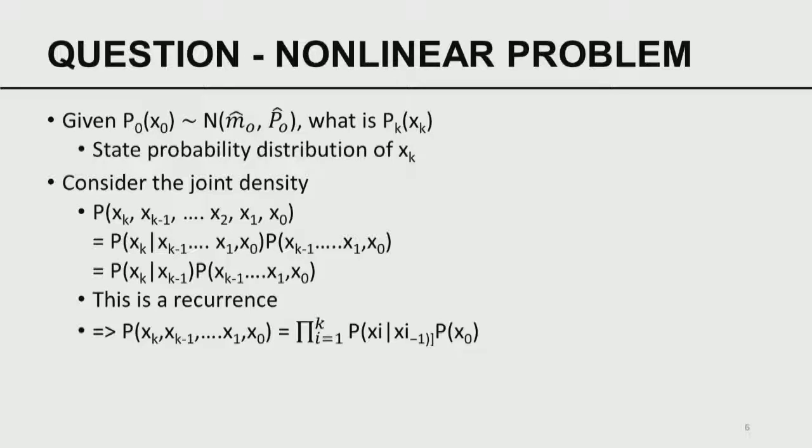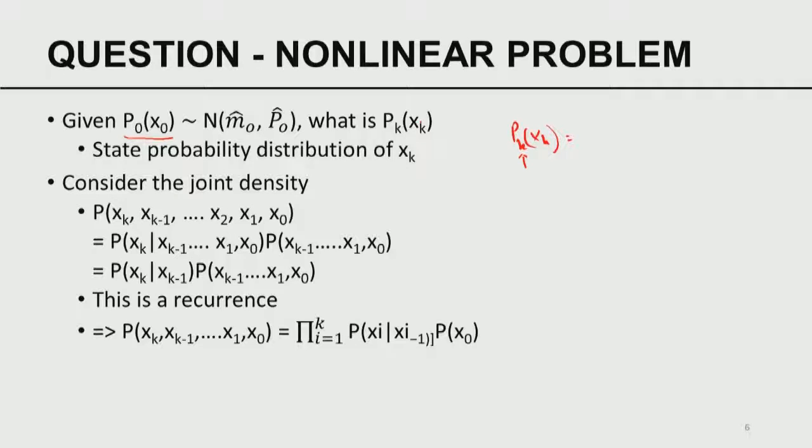Now, what is the statement of the nonlinear problem? I am given an initial condition p naught of x naught. Please understand, pk of xk is the probability density of the state xk at time k. In general, this probability density will depend on k. Therefore, the subscript for p refers to the time varying density of the state xk as the state evolves according to the dynamical system.